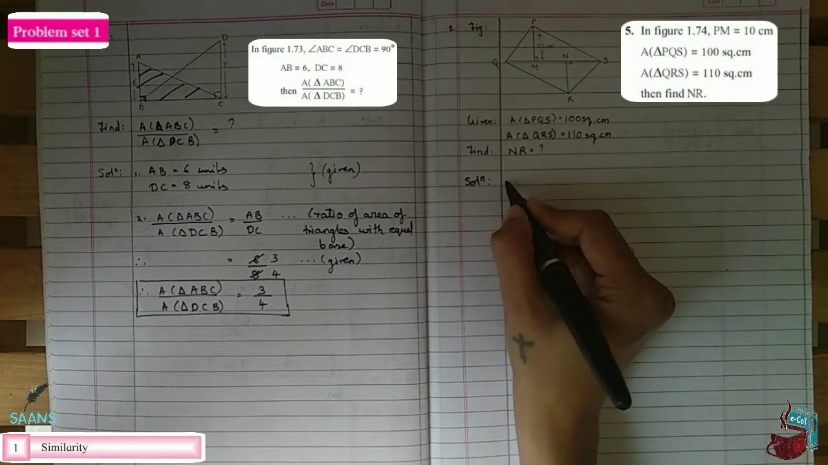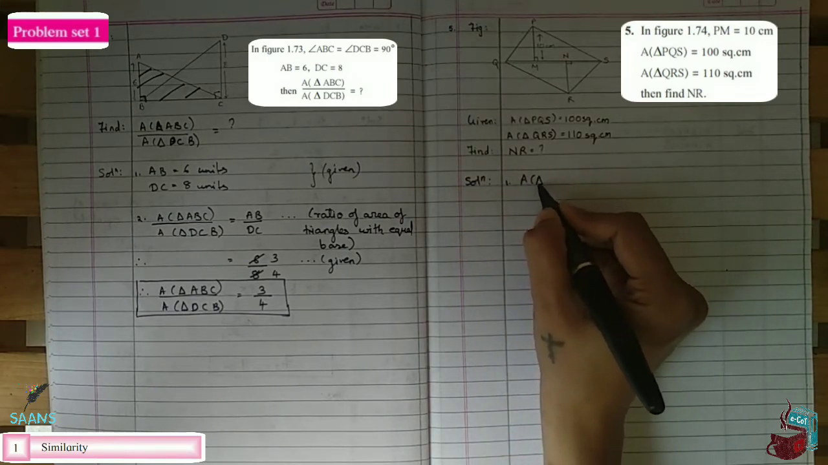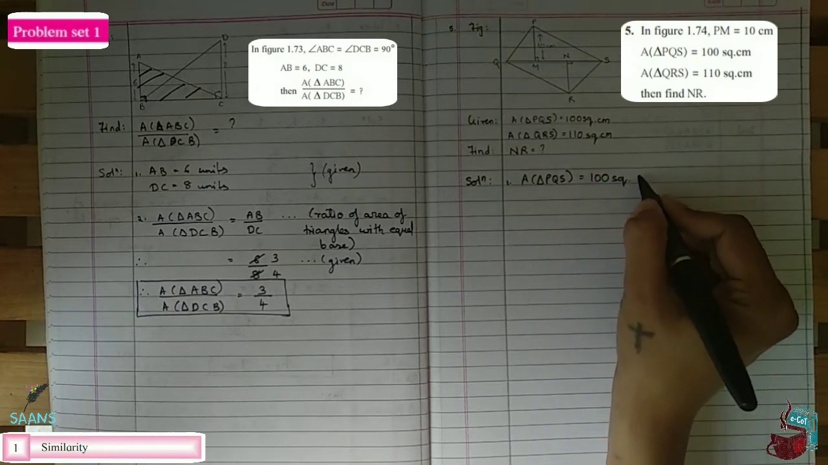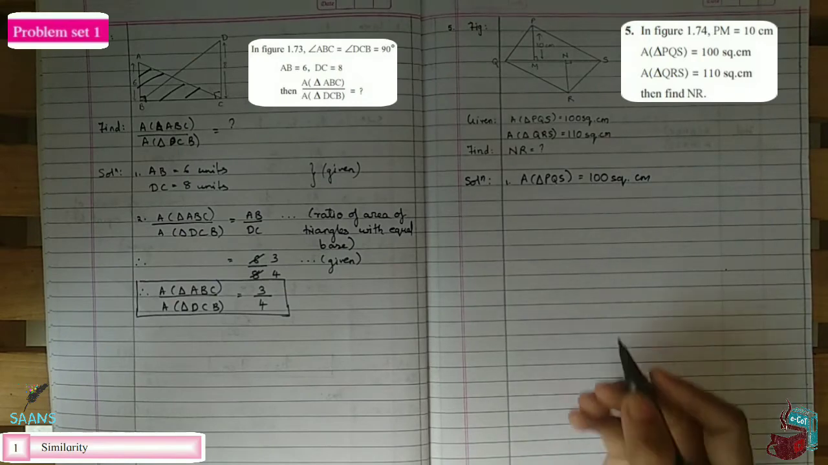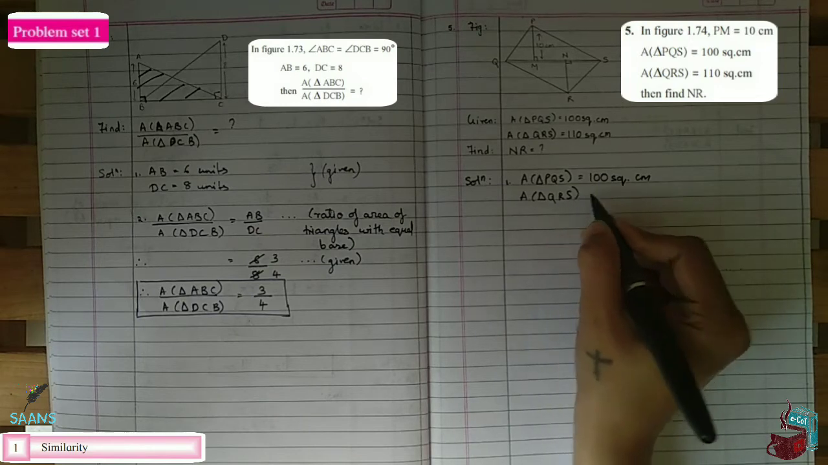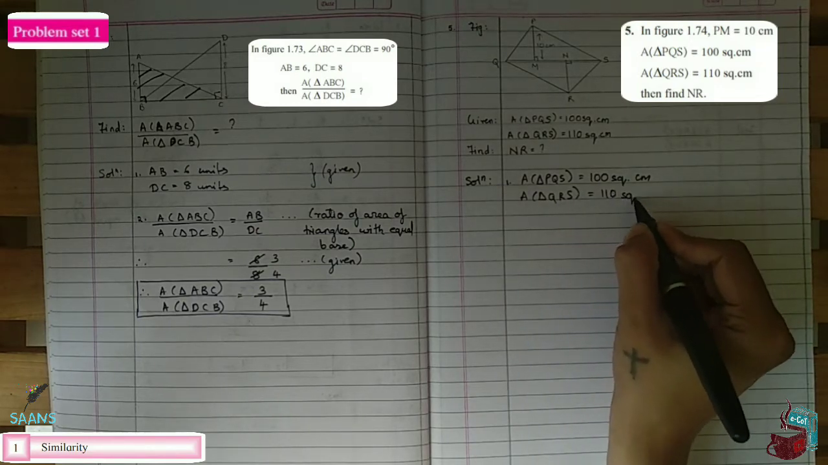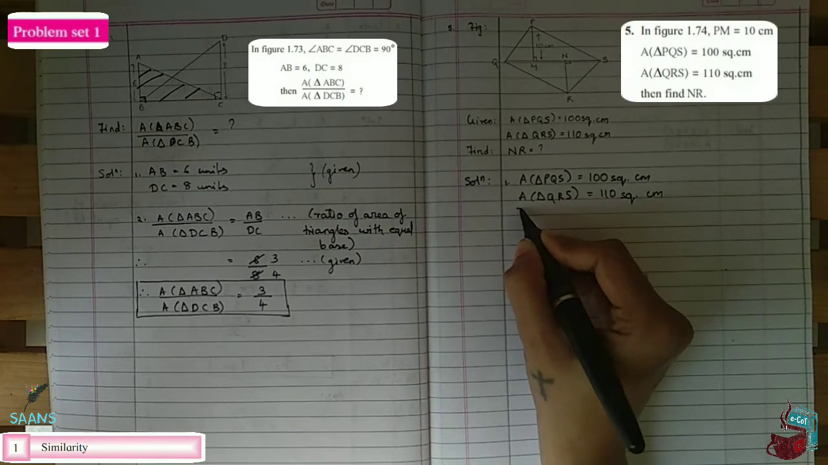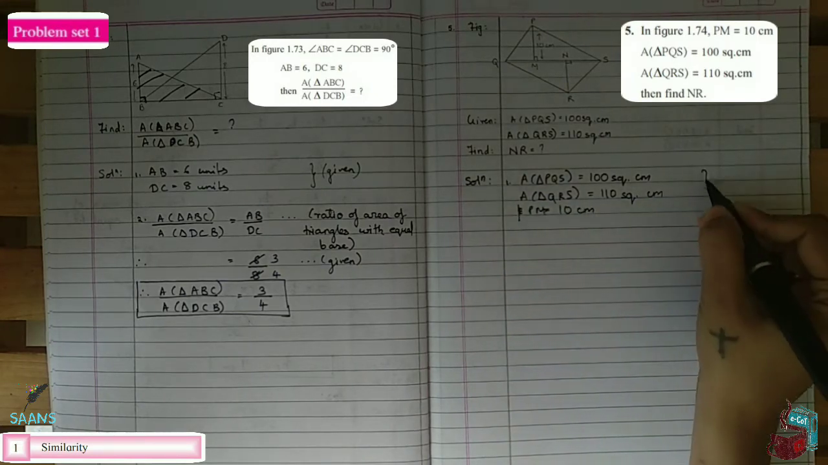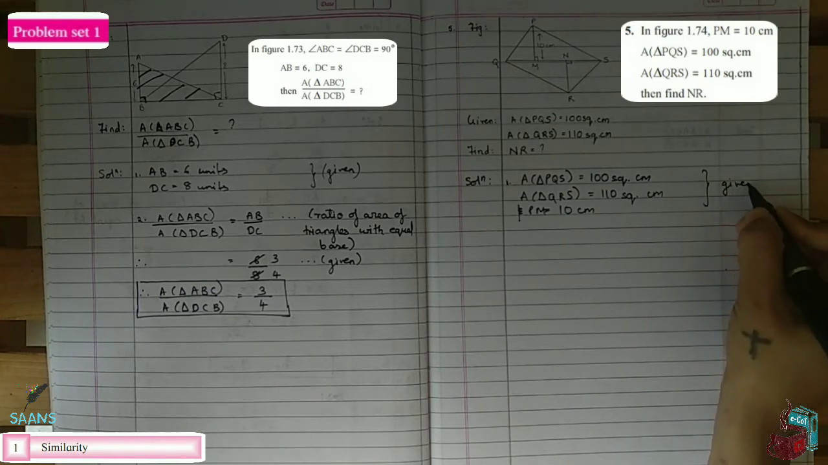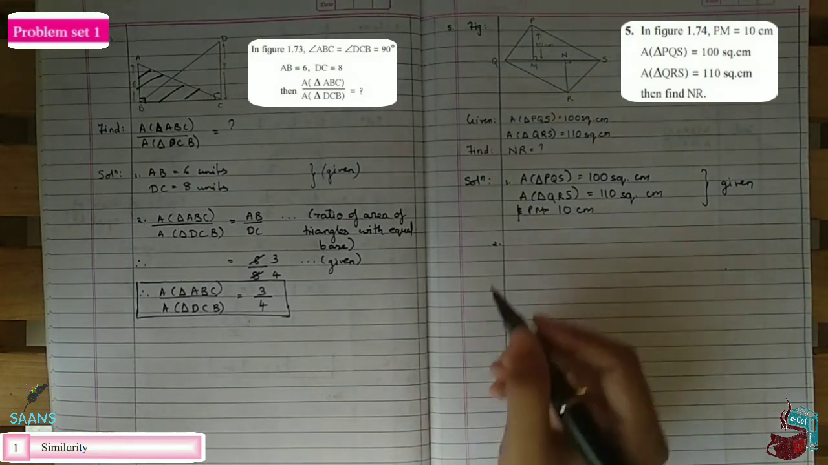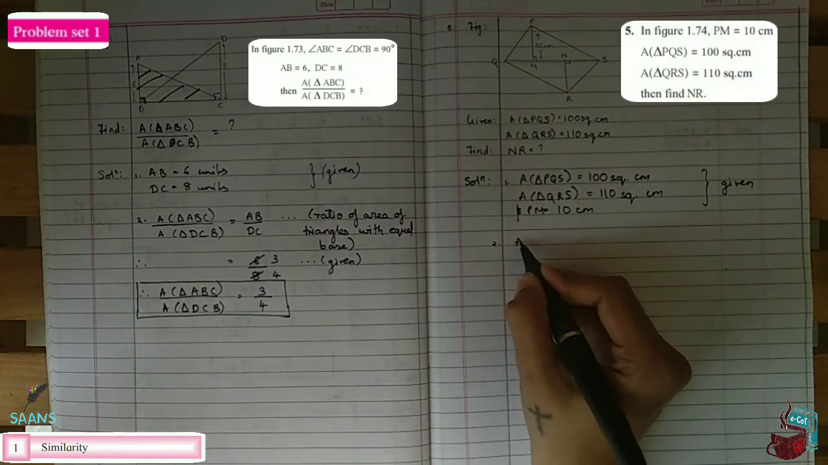Solution, first point: area of triangle PQS is equal to 100 square centimeter. Area of triangle QRS is equal to 110 square centimeter, and PM is equal to 10 centimeter. Forget the writing, it is given. Second, now we are going to apply ratio of area of two triangles. So we'll see area. How do we understand that?